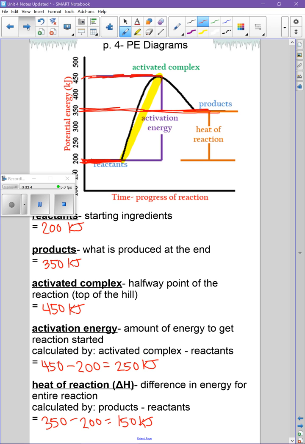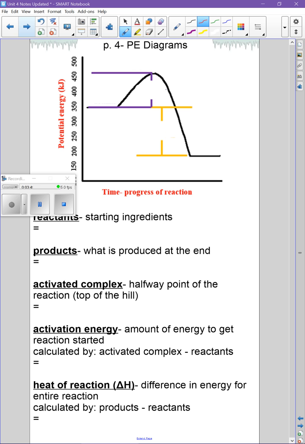So now you've got another version of the graph on your paper. So let's go through and label all of the parts there. Reactants are still at the beginning, and products are still at the end. The top of the hill is the activated complex. The distance up that hill is the activation energy from the reactants to activated complex, and in between the products and the reactants is the heat of reaction. So because this graph looks a little different, all of these are going to have different numerical values. So let's see if we can figure out what they'll be here.